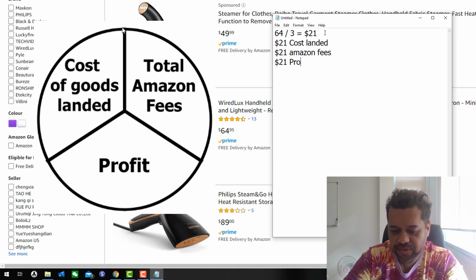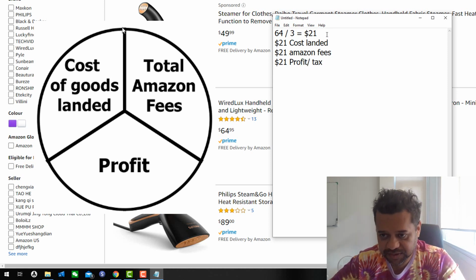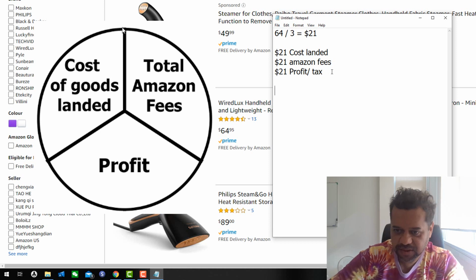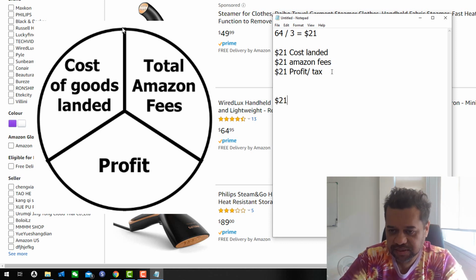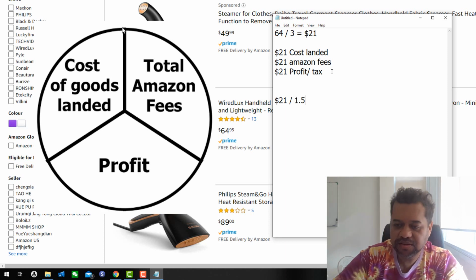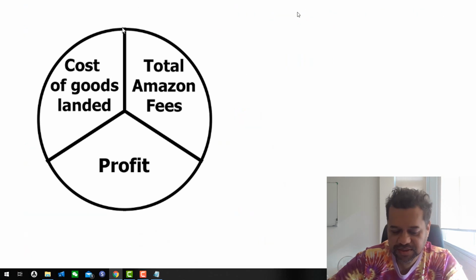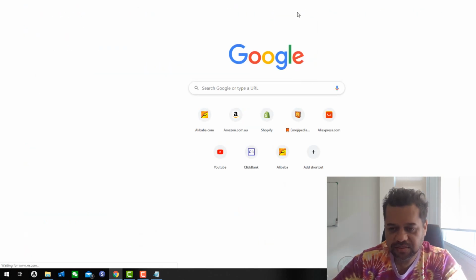21 profit less tax. All right. So that's basically it. So we need to find this product for $21. So first of all, we got to go 21 divided by 1.5 because we want to figure out the USD value, okay? Because everything's in USD. So we just go to xe.com.